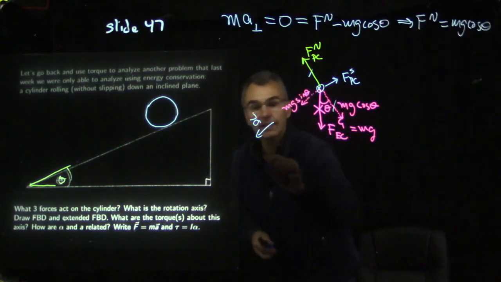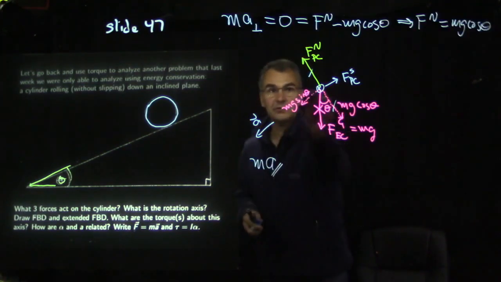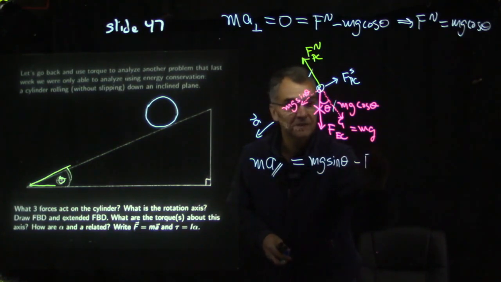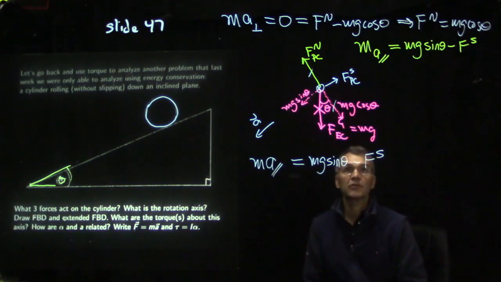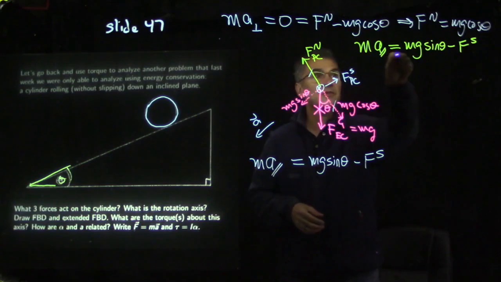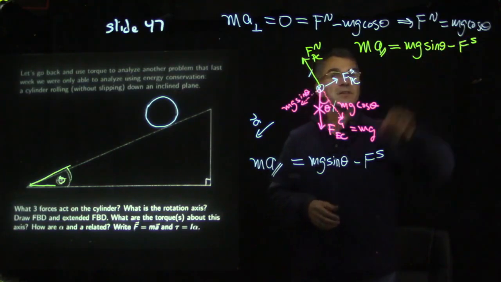Then we know that the mass times the acceleration downhill, I'll just say this is downhill, is mg sine theta minus f static. So I think that's the information we can get out of the ordinary free body diagram. We get f normal equals mg cosine theta, and we get the mass times the downhill acceleration equals mg sine theta minus the static friction force.